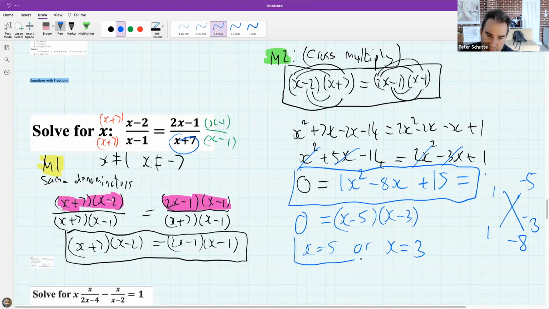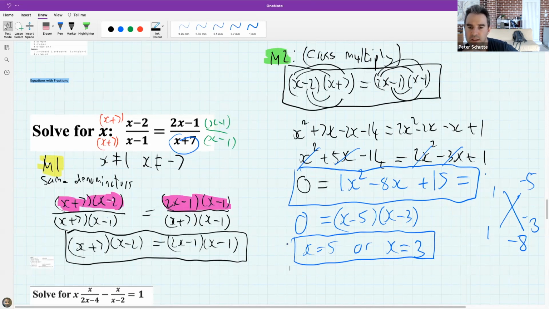Okay, and so my final answers are x is 5 or x is 3. So the other question was, how did I get 8x? What I did was I moved this 5x to the other side, and there already was a minus 3x hanging out. And so when the 5x came across, it became minus 5x.